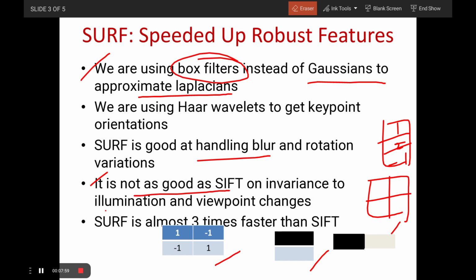It also has some limitations. That is, if there are any illumination changes in the images, SURF cannot produce a better result, but SIFT can handle such problems very effectively. It is almost 3 times faster than SIFT. So this is just a brief introduction about SURF.